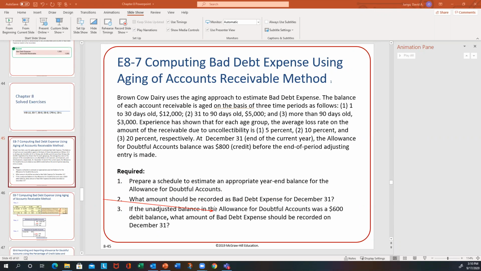And then they make a change to say, what if they change the balance of the allowance? How would that affect your bad debt expense adjustment? Because initially, they're going to tell you that the unadjusted balance is at 800 credit. And then what would happen if you actually had a balance of a $600 debit, just to kind of show you how that would affect your adjusting entry.